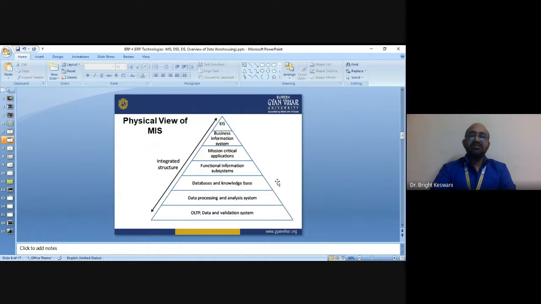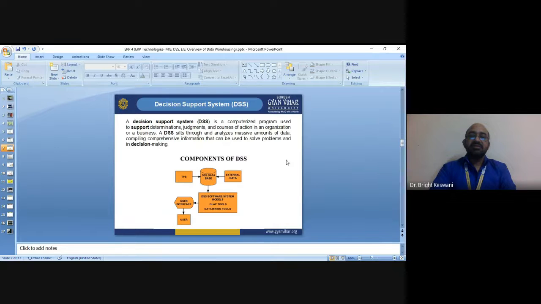Let us discuss the second technology, that is decision support system, DSS. If you are going to define the DSS, a decision support system is a computerized program used to support determinations, judgments, and courses of action in an organization or a business. A DSS sifts through and analyzes massive amounts of data, compiling comprehensive information that can be used to solve problems and in decision making.